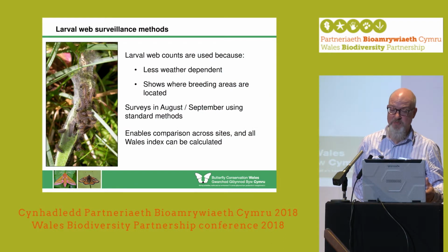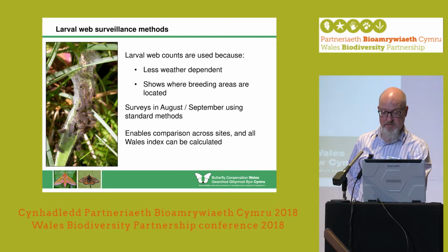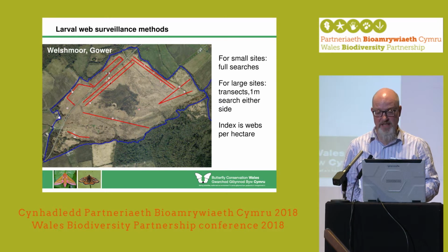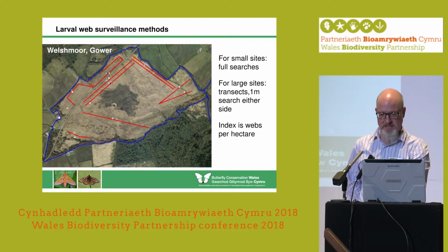And we do larval web counts because basically they're less weather dependent, and it also shows where the marsh fritillaries are actually breeding on a site. And we use standard methods of searching for them in September and August, and this enables us to calculate this All Wales index. So an example here from Welshmoor on the Gower, where the main habitat areas are divided up and sampled using transects, where you're searching for larval webs 1 metre either side of the transect line, and you're doing that every single year. And then that gives you an index which is made up of webs per hectare.